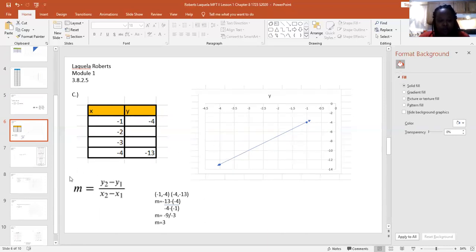So you see the formula we have here, m equals y2 minus y1 over x2 minus x1. We have our points, which are negative 1, negative 4 and negative 4, negative 13. So m equals negative 13 minus negative 4 over negative 4 minus negative 1. So m will be negative 9 over negative 3. That will make our slope 3.